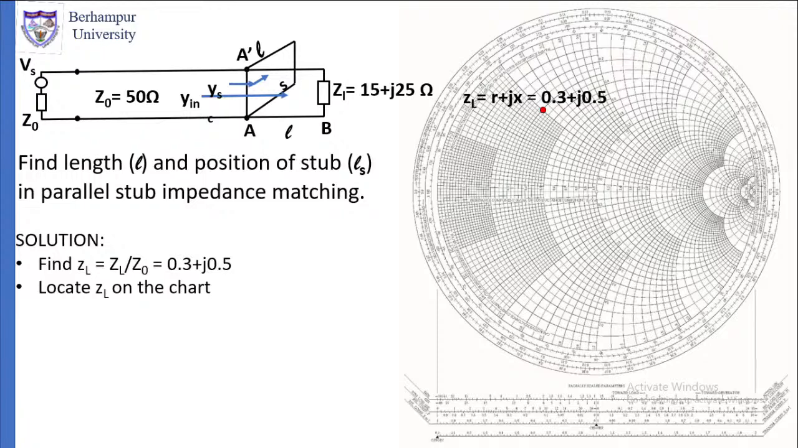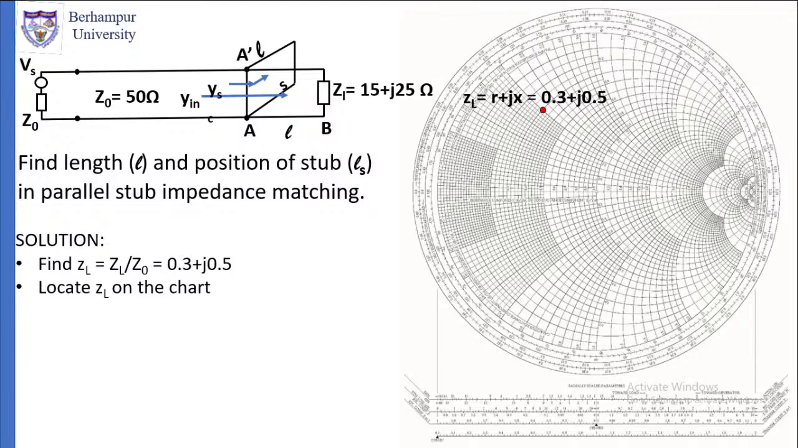Here we have a transmission line whose characteristic impedance is 50 ohm. It is terminated in a load of 15 plus j25 ohms. We are required to find out what L is and what Ls is. These are the two things we have to find out. Therefore, the normalized impedance small zL is R plus jX, that is 0.3 plus j0.5.